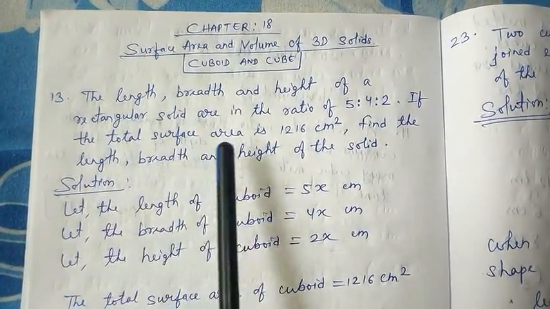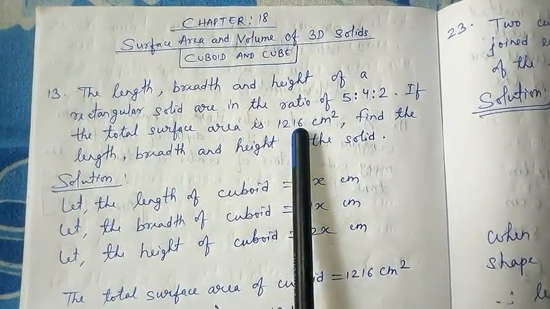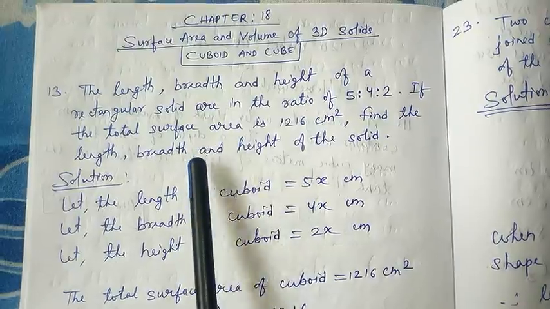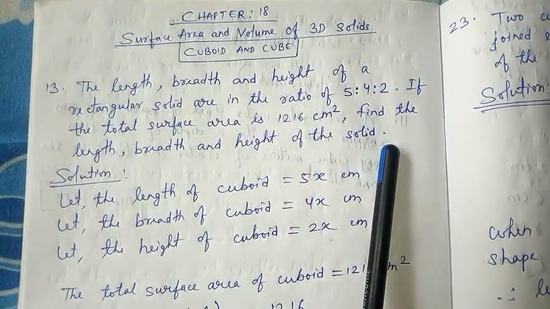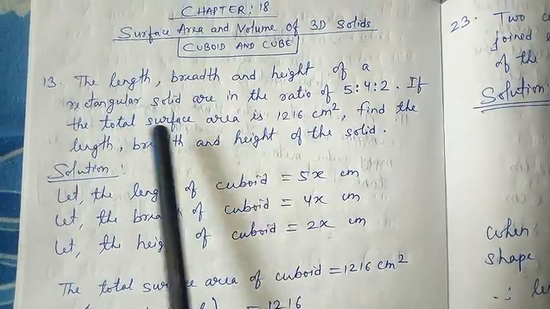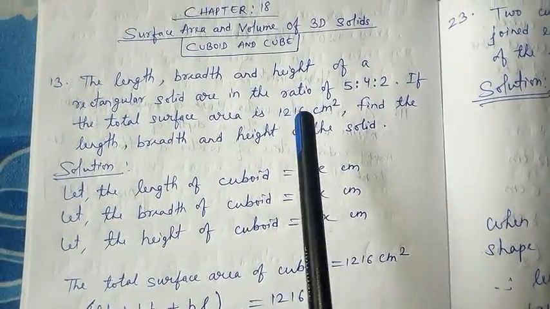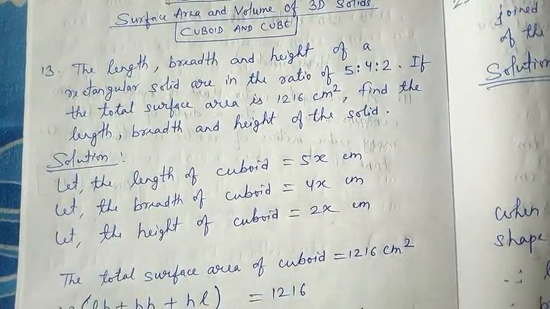If the total surface area is 1216 centimeter square, find the length, breadth and height of the solid. So you have to find the actual length, actual breadth and actual height of this particular rectangular solid, that is cuboid, and the surface area has been given.